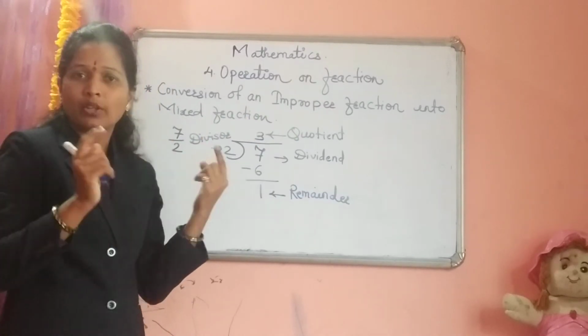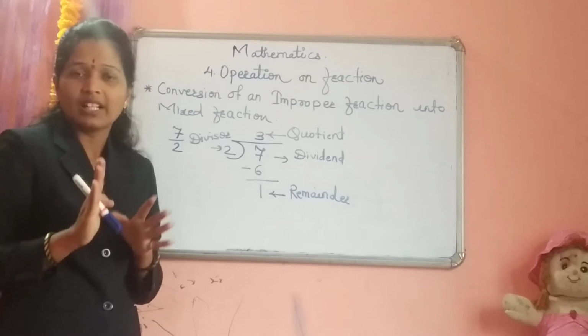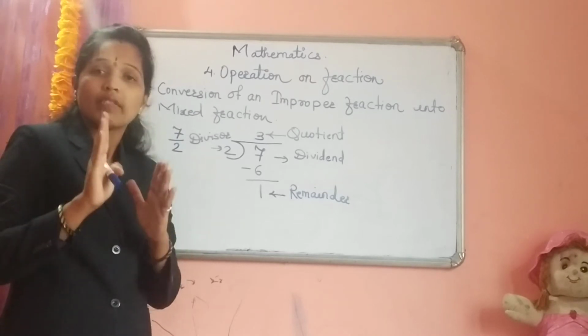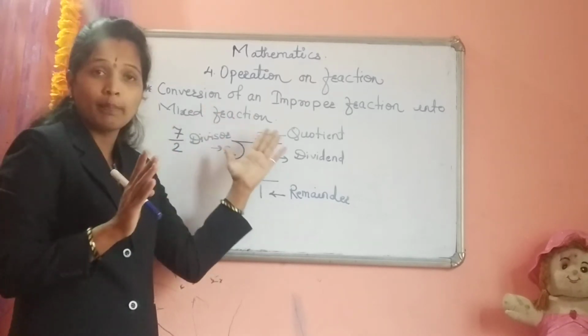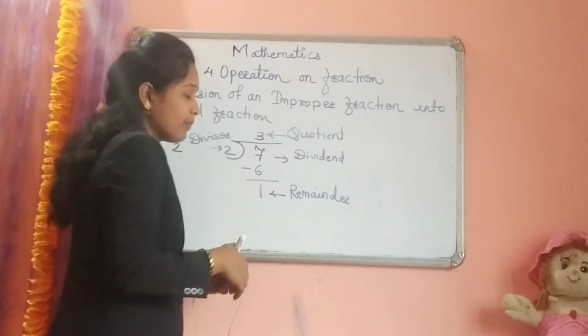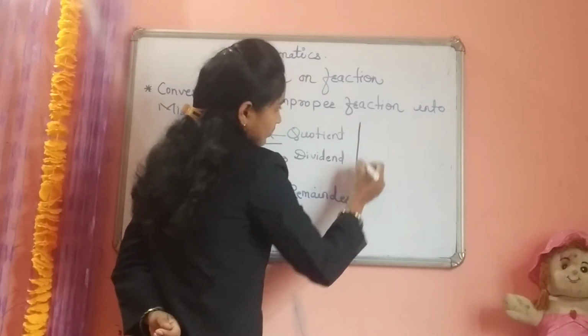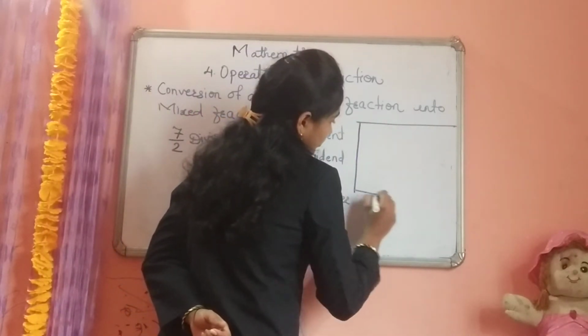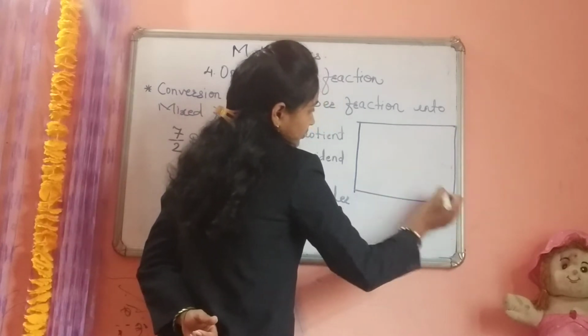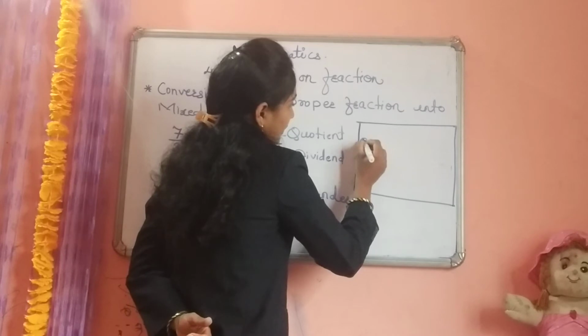It means we cannot divide 7 by 2 evenly. In the table of 2, 7 is not there. It means this is an improper fraction. So we have to write this improper fraction as a mixed fraction. So always remember, to write down the mixed fraction, the procedure is quotient, I can write it in this way.